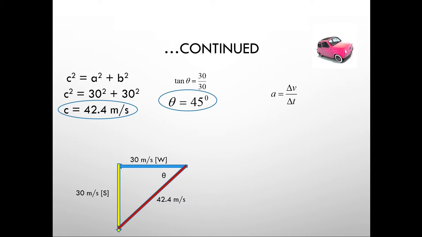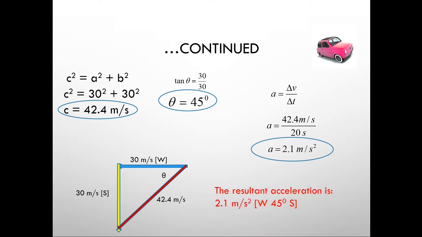Using these two things together, with the resulting vector of 42.4 meters per second and the angle of 45 degrees, we can go back to acceleration as change in velocity over change in time. Our change in velocity is 42.4 meters per second, and we were told previously that the time was 20 seconds. So then we can calculate the acceleration to be 2.1 meters per second squared. So the overall acceleration is 2.1 meters per second squared, west 45 degrees south.